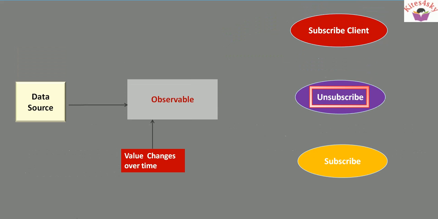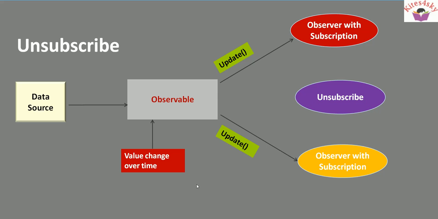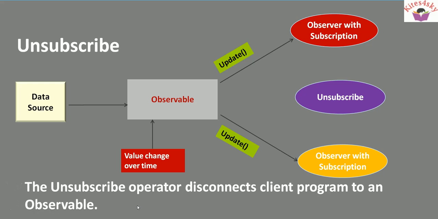Let's understand the concept of unsubscription. Let us suppose a subscribed client doesn't want observable values anymore after a certain time. In that case, the client has the option of unsubscribing. By using the unsubscribe method, the client can disconnect from the observable. Here we can see this client has been unsubscribed from the observable. Now only subscribed clients are getting updates from the observable. So we can say the unsubscribe operator disconnects the client program from an observable.